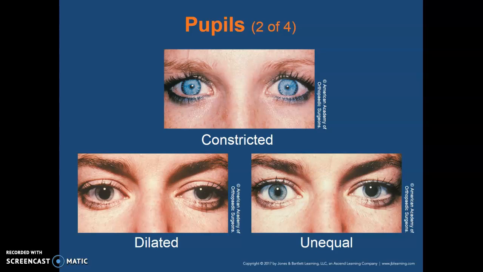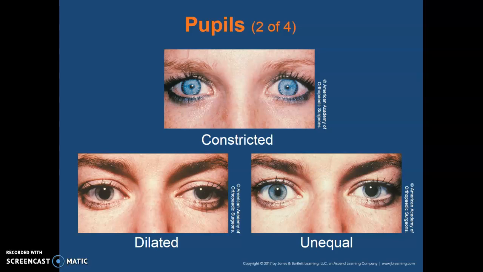The top one, those blue eyes, they're constricted. When light becomes brighter, your body doesn't need as much of it in there to see what's going on. So you end up constricting down so that not as much light gets in. When it's dark out, your pupils end up getting bigger because you need more light in to define things that you're seeing.